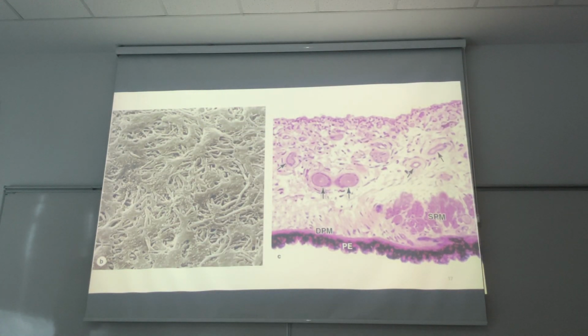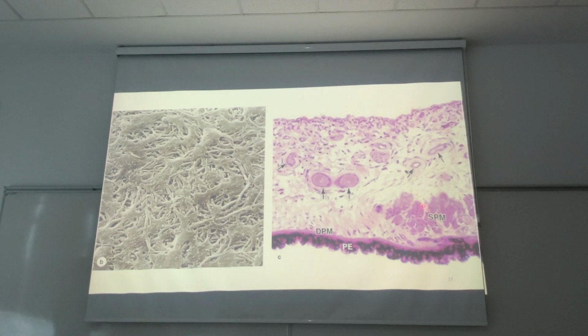Here you can see a high magnification of the iris, and this is our stroma. And here you can see the sphincter pupillae muscles and dilator pupillae muscles near the pigment epithelium.